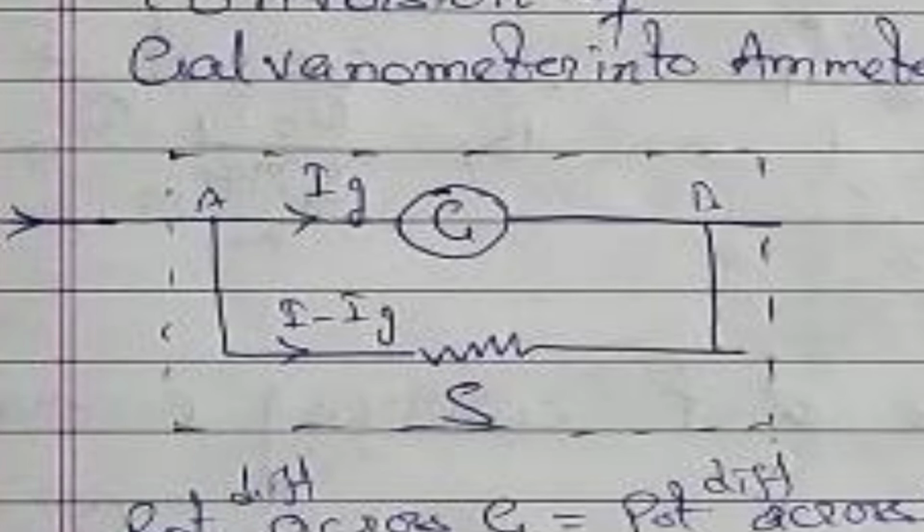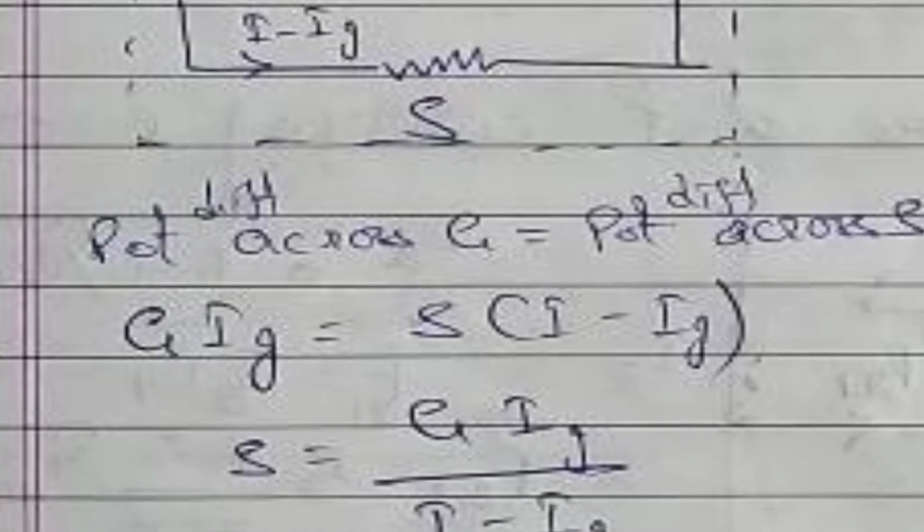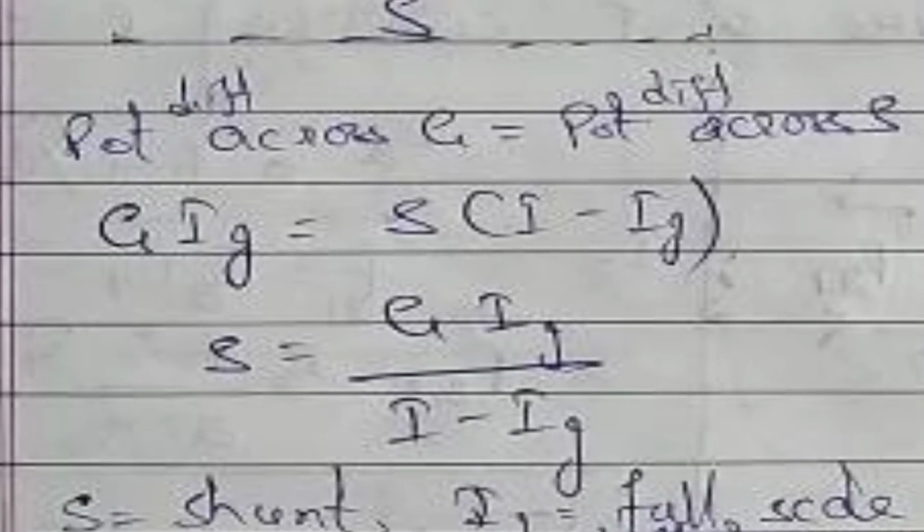Then we connect a shunt. The remaining current I minus Ig passes through this shunt. The basic idea is that the potential difference across G must be equal to the potential difference across S. So G Ig must be equal to S into (I minus Ig). You can get the value of S as G Ig upon (I minus Ig). S is the shunt, G is the galvanometer resistance, Ig is the full scale deflection, and I is the required range of the ammeter.